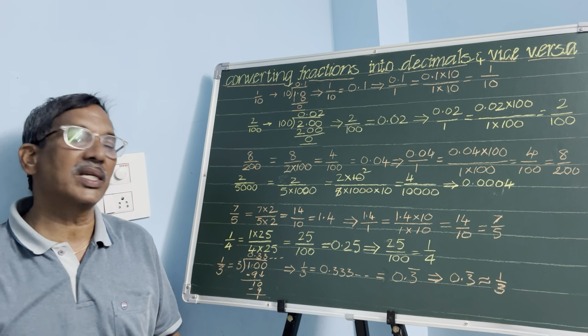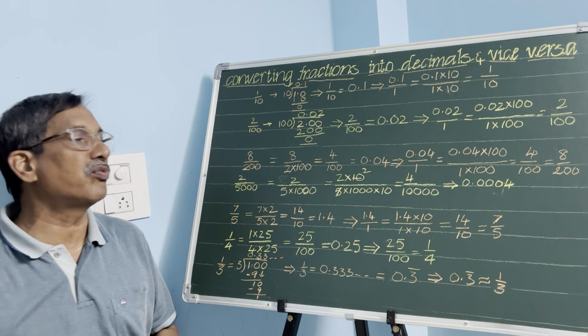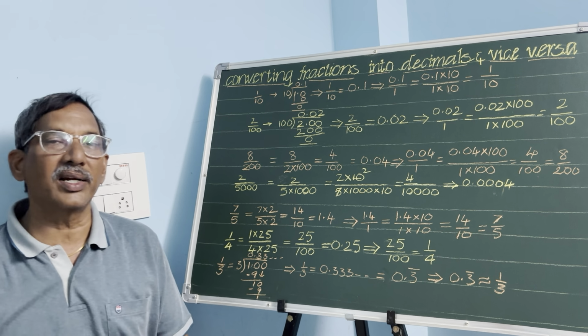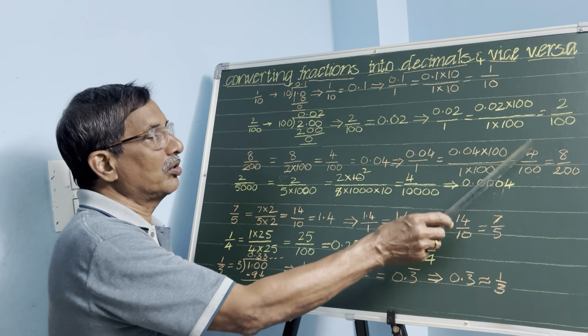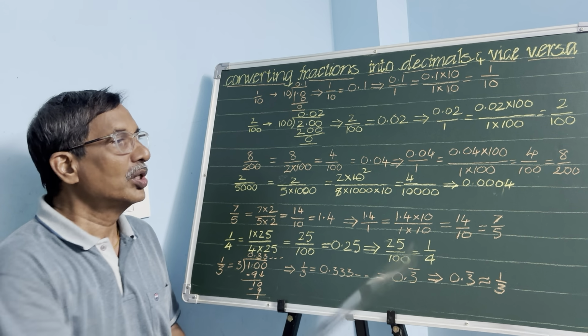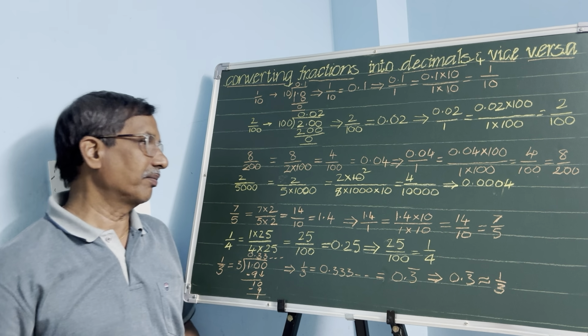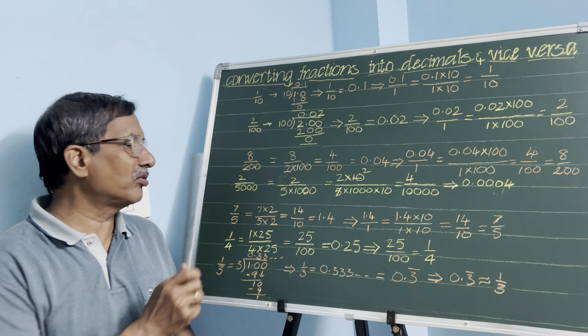So 0.04 into 100 is equal to 4.0, or 4, over 1 into 100, that is 100. So 4 by 100 is the same as 8 by 200. Here we multiply both the numerator and the denominator by 2. 2 fours are 8, 2 hundreds are 200. Right. Coming to the next one, let us convert 2 by 5000.